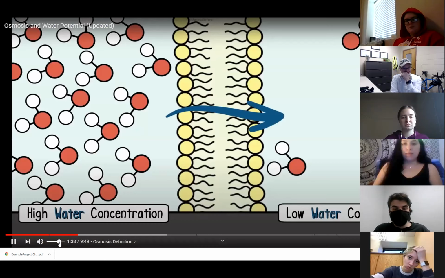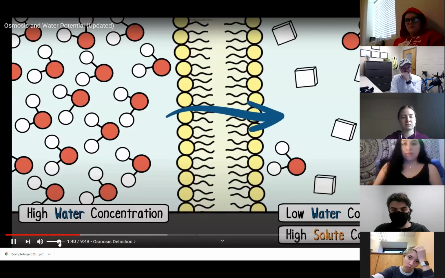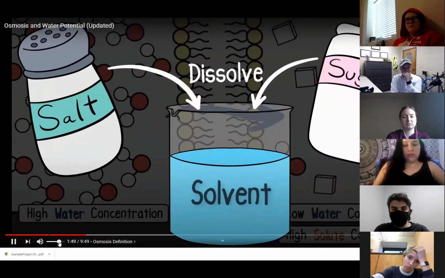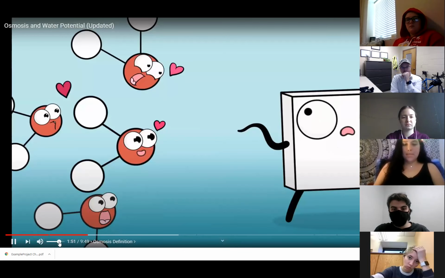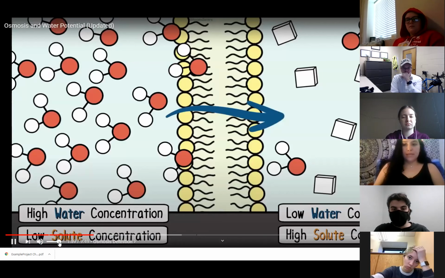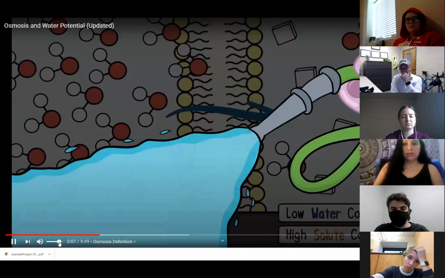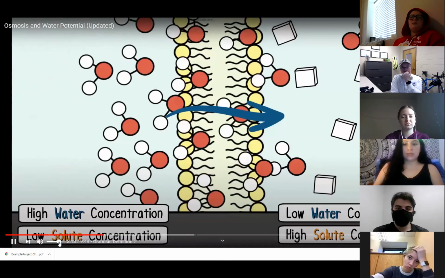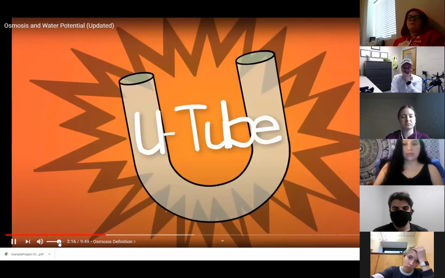A low water concentration likely means there is a greater solute concentration. Solutes are substances like salt or sugar that can be dissolved within a solvent, like water. Water has the tendency to move to areas where there is a higher solute concentration, which would mean less water concentration. So if you want to easily figure out where the water will travel in osmosis, look to the side where there is a greater solute concentration. Unless we bring in another variable, like pressure, water will generally have a net movement to the area of higher solute concentration. So let's bring out a U-tube.